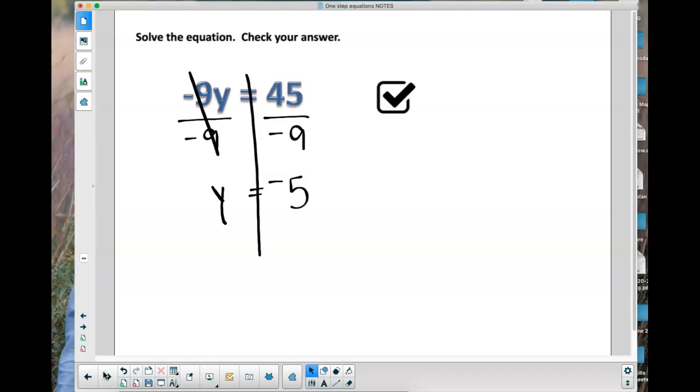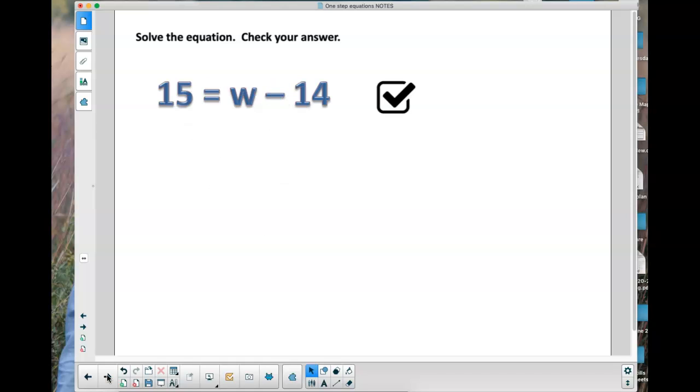Okay, what do we have? One to go. Okay, what looks different about this one? It's backwards. Does that matter? No, not at all. Okay? No matter what, we still draw the line. Draw the line by the equal sign. Our goal is to get the W by itself. You guys remember, always our goal is to get the letter by itself.